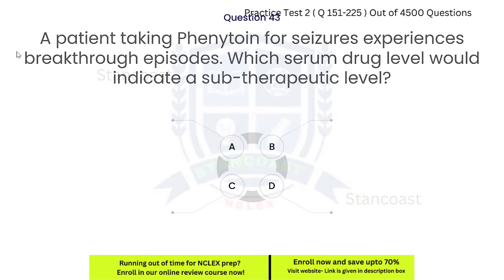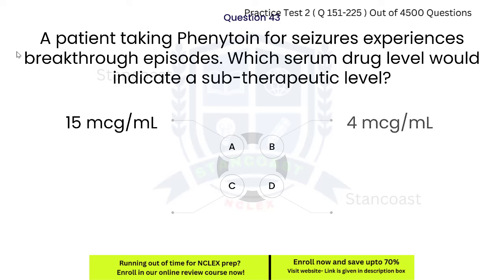All right, moving on. A patient taking phenytoin for seizures experiences breakthrough episodes. Which serum drug level would indicate a subtherapeutic level? A. 15 micrograms per milliliter. B. 4 micrograms per milliliter. C. 10 micrograms per deciliter. D. 5 micrograms per deciliter. Consider the therapeutic range for phenytoin. The correct answer is B.